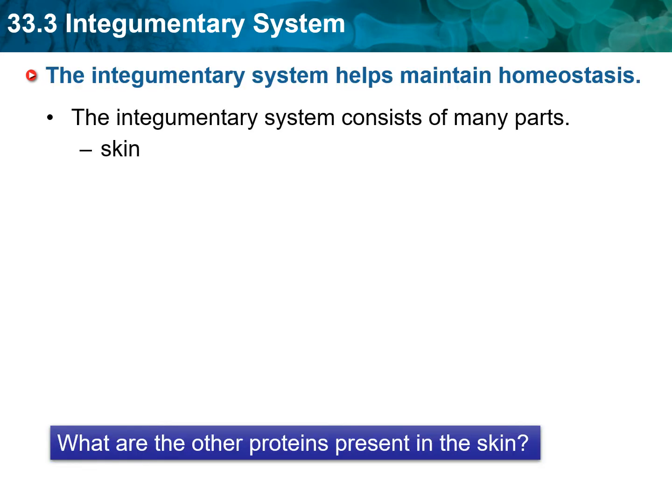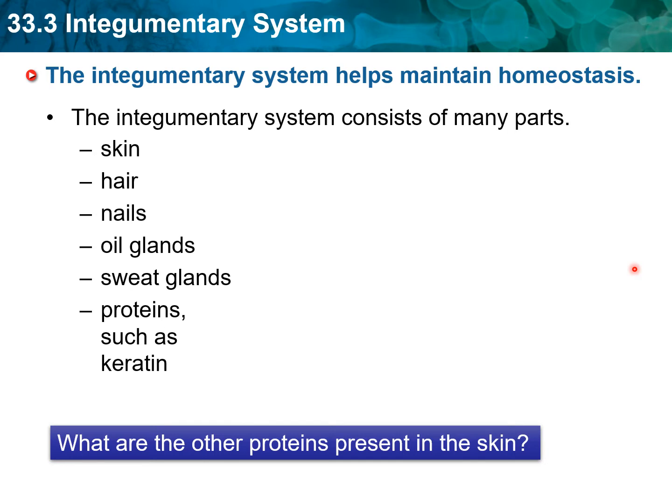So the integumentary system helps, as we said, maintain homeostasis in the body. And the main parts of the integumentary system are the skin, the hair, the nails, oil glands, sweat glands, and proteins such as keratin. There are many more proteins present in the skin and in the integumentary system, and I want you to search for the other types of proteins that are present. So these are the main parts of the system. Again, the skin, the hair, and the nails, oil glands, sweat glands, and proteins.